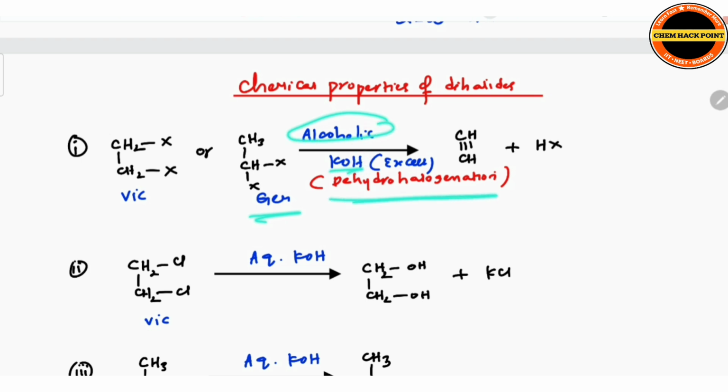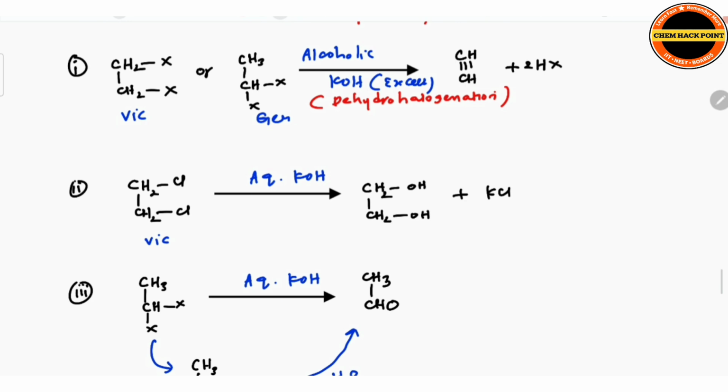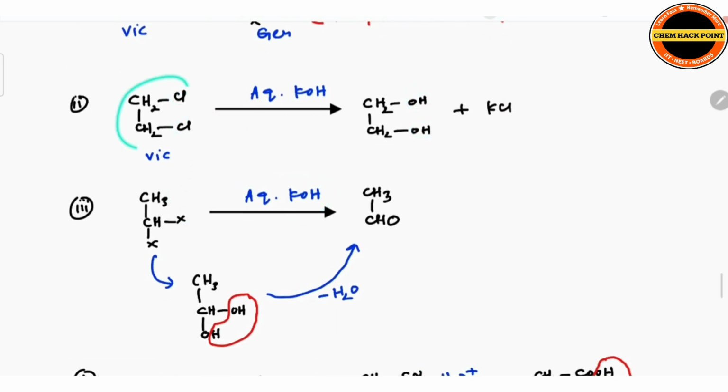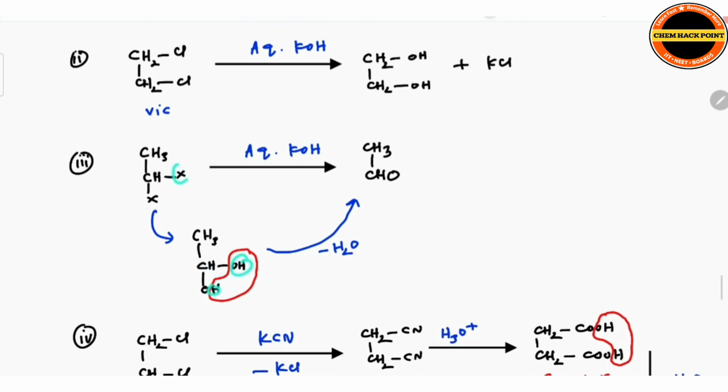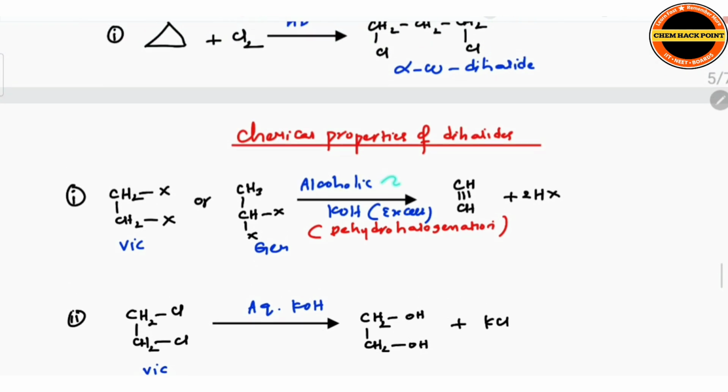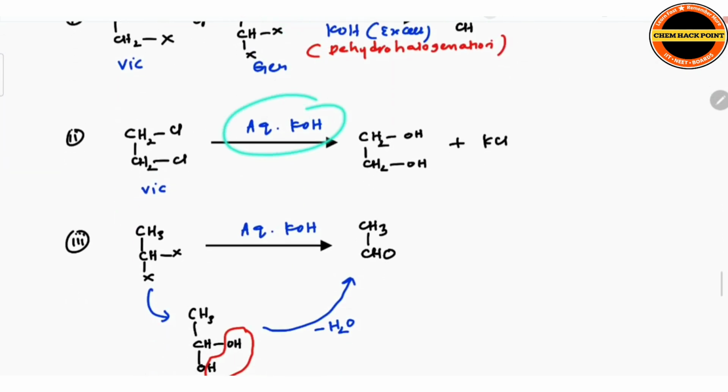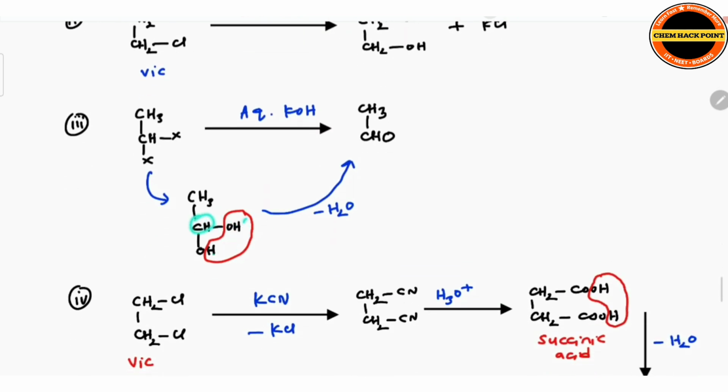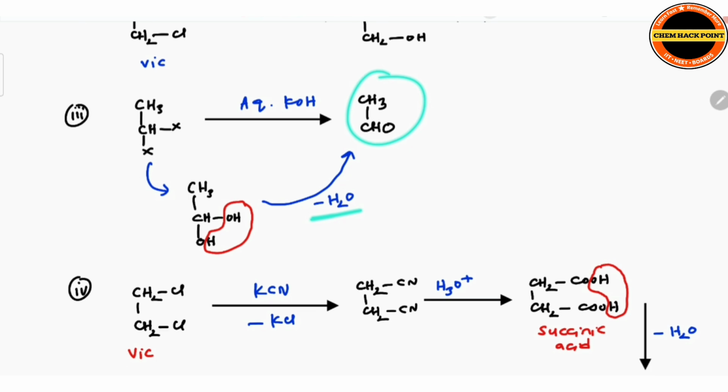Chemical properties of dihalides. Vicinal dihalide or gem dihalide with alcoholic KOH, which is a dehydrohalogenating agent, removes HX and forms alkyne. If it is aqueous KOH, Cl is substituted by OH. With aqueous KOH, vicinal dihalide or geminal dihalide, what do you get? For geminal, the same carbon has two OH groups, because in place of halogen we are adding OH. Remember, alcoholic KOH removes HX, aqueous KOH replaces Cl by OH. Same carbon having two OH is unstable, so a water molecule is removed, and finally you get an aldehyde.